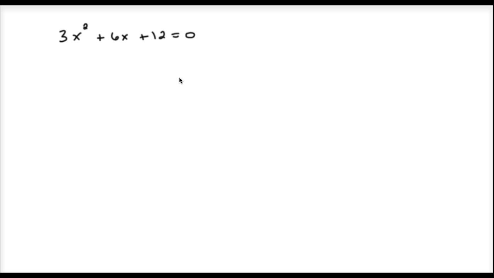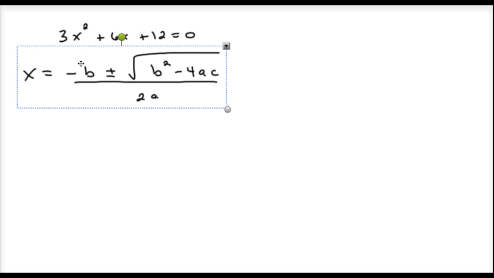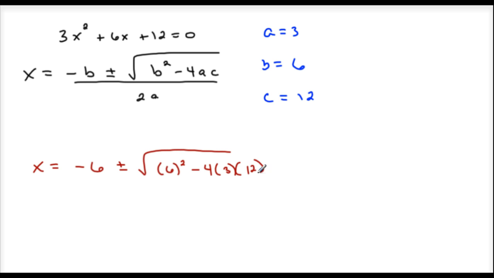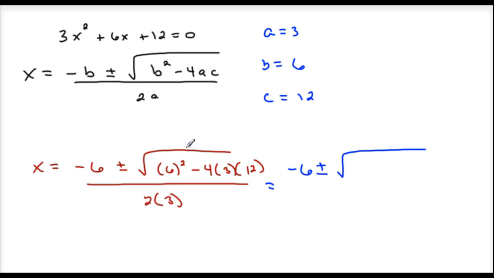Alright, so next example, 3x squared plus 6x plus 12 equals 0, using my quadratic formula. A here is 3, B is 6, C is 12. Alright, plug in, x equals -6 plus or minus the square root of 6 squared minus 4 times A times C, all over 2 times A. -6 plus or minus, simplify my square root. So I have 36 minus 4 times 3 times 12. I get 144, all over 6.